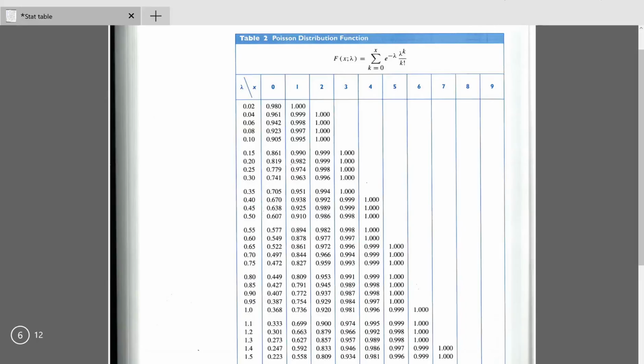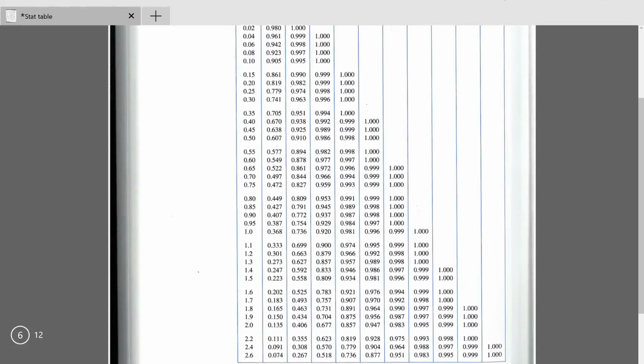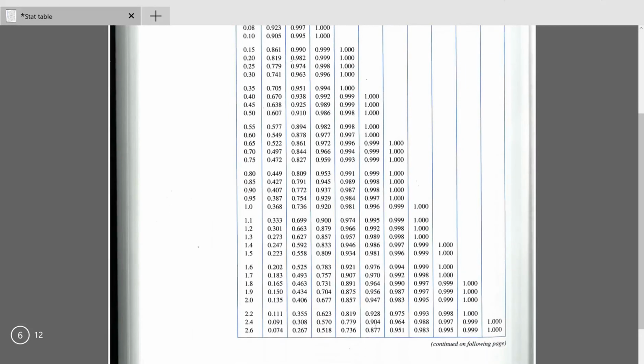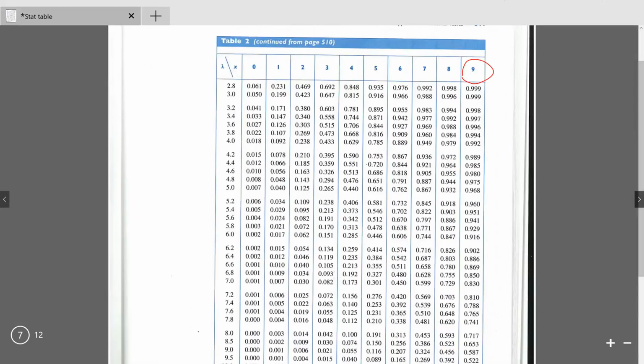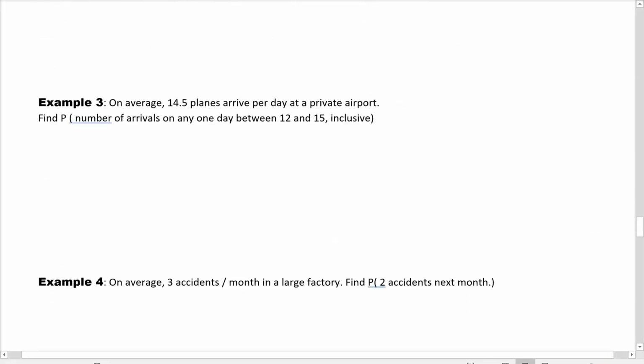Okay, let's come back to our table. Our lambda is 3. Okay, not here. Next page. 3 right here. So, at 1, that is 0.199. So that's 0.199. And that's it for this problem. Do you have the same answers? Yay! Let's go to the next one.